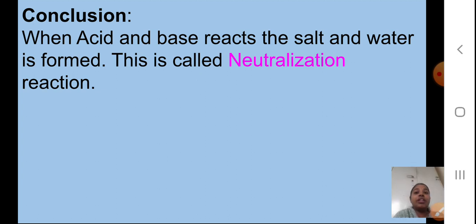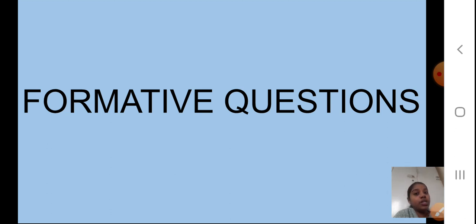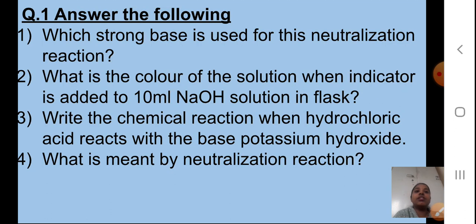Yes, now comes our formative questions which you are going to solve and submit. Okay, now what are those? Now this is the first question, that is, answer the following. Okay, the first question in that is, which strong base is used for this neutralization reaction? That you are going to write.